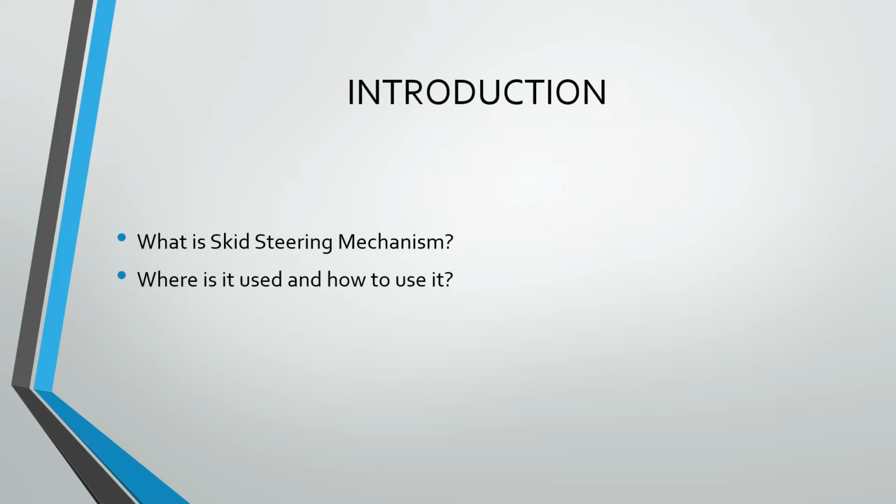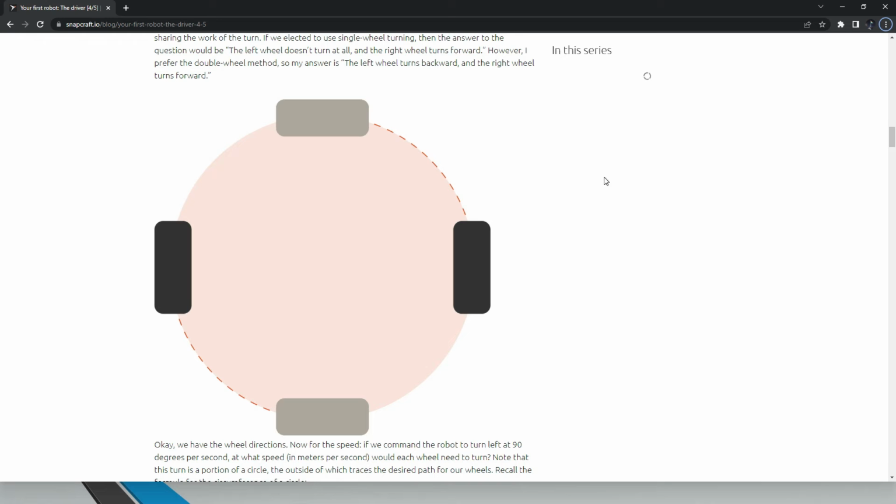Input to the microcontroller may be provided by a joystick or a general purpose controller. If a closed loop system is used, then it can also be used for autonomous navigation. There is an excellent resource on the web by Snapcraft where they have calculated the speed of left and right motors to achieve the skid steering mechanism.